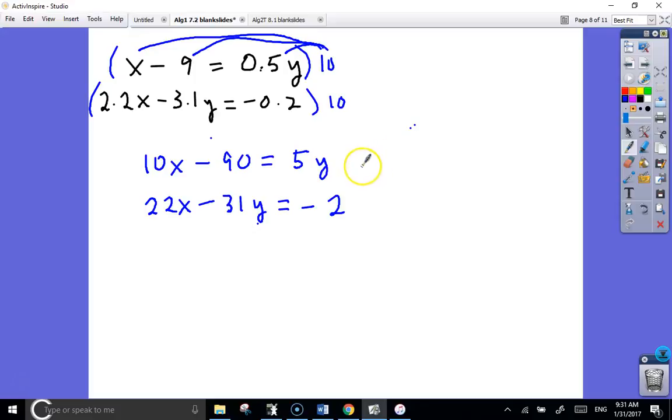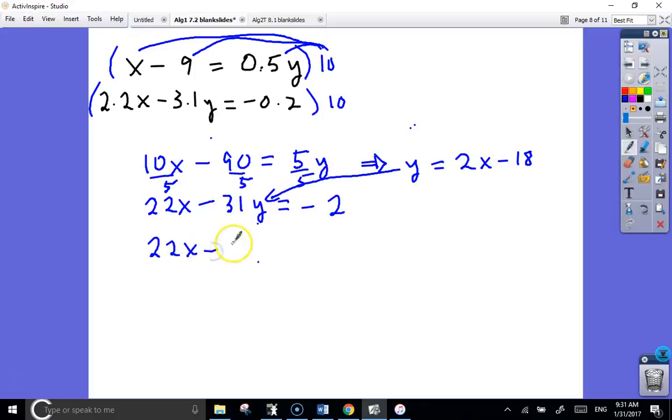So this thing will give us y equals 2x, and what's 90 divided by 5? Oh, wait, no. Minus 18. So we're dividing by 5, 5, and 5. Okay, so that was our first step. Second step, plug it into the other equation, right? So in place of this y right there, we're going to put 2x minus 18. 22x minus 31 times 2x minus 18 equals negative 2.